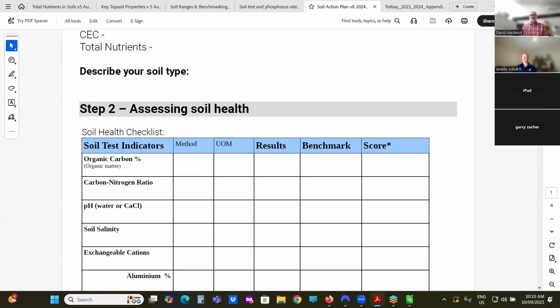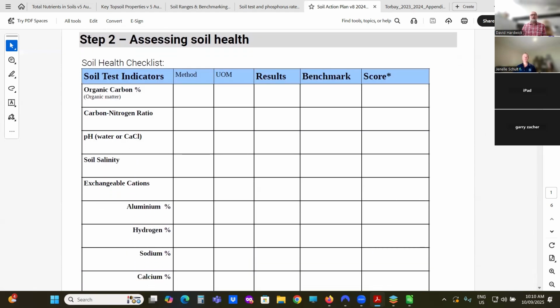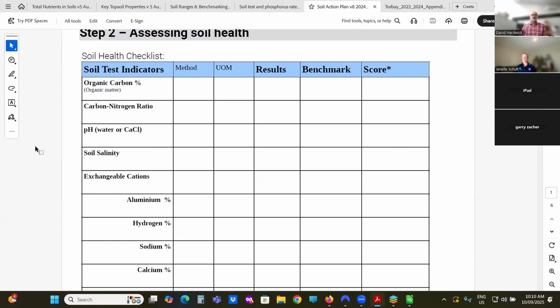No matter what soil type, they all need to be in good condition, and the term used for that is soil health. So what we did to assess soil health was we went through a checklist, what I call the soil health checklist. We looked at organic carbon, the carbon to nitrogen ratio, which is the quality of the organic matter in the soil, because the carbon in your soil estimates your organic matter, and the carbon to nitrogen ratio tells you the quality of that organic matter. Does it break down relatively easily, or is it quite slow to break down?